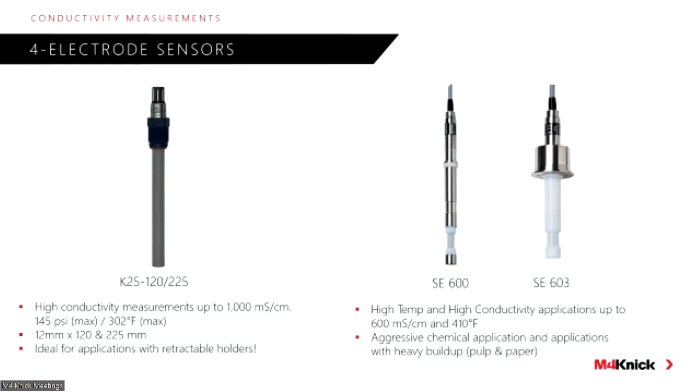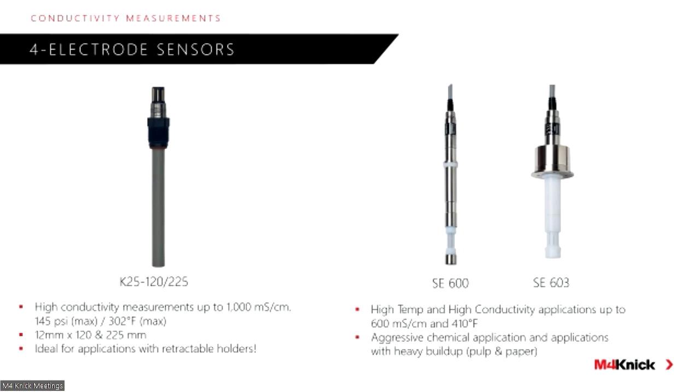very high temperature range, up to 410 degrees Fahrenheit, and up to 600 millisiemens per centimeter on the measurement range there. So applications that have heavy buildup, aggressive chemical applications with high conductivity values for electrode sensors are optimal here.